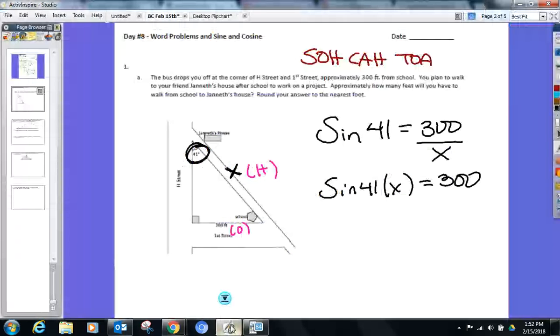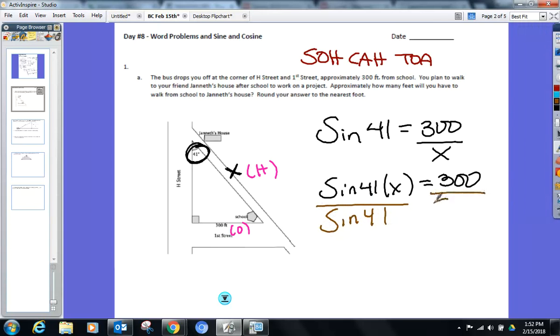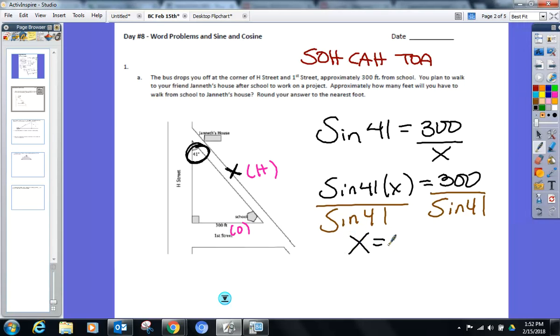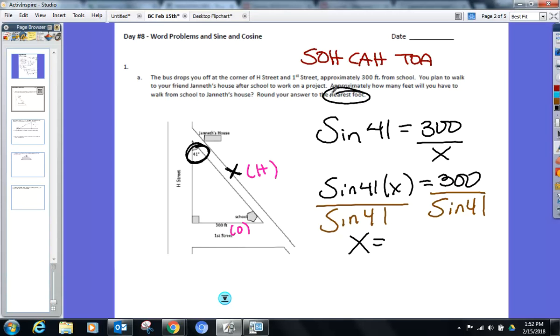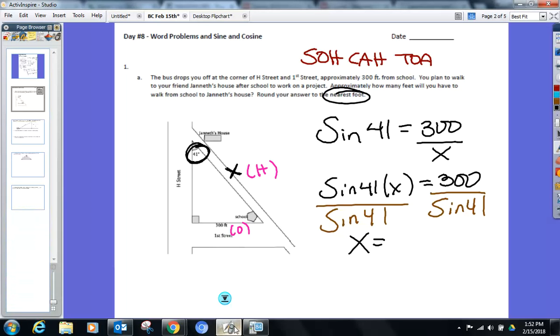Sine of 41, yep. x equals 300 divided by sine of 41. We are rounding here to the nearest foot. How far are we going to have to walk to get to Big Al's house? 457 feet. Well worth it. I could carry on if it was 4,057 feet. All right, it's well worth the walk to get to that mansion.